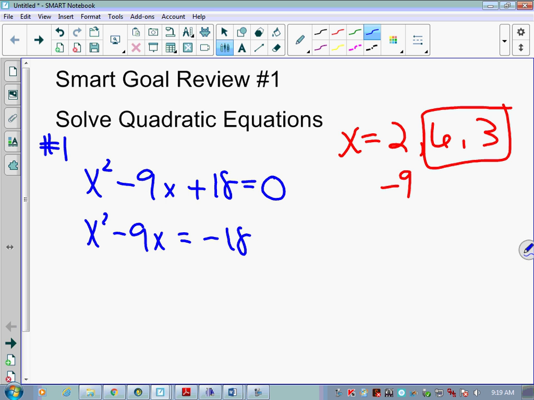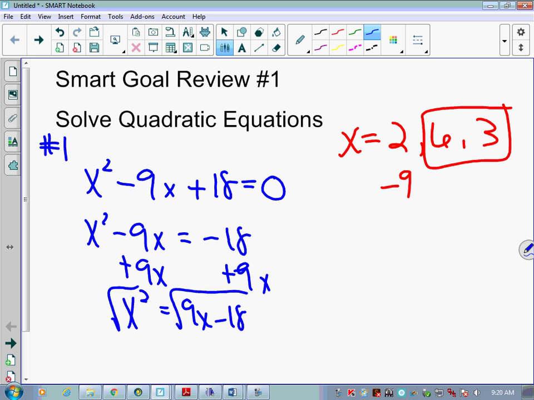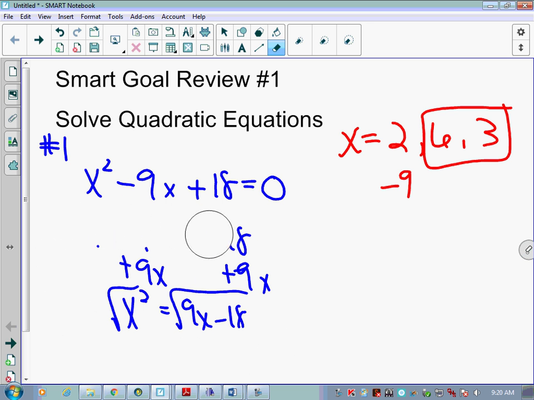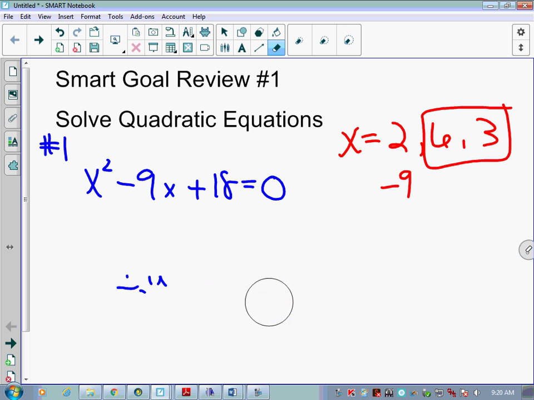Added 9x. Okay, that's at least doable. You can do that. So you got x squared equals 9x minus 18. Is that right? Okay, then what did you do after that? Tried the square root. So you square rooted this and square rooted that. Okay, so you got x equals... Okay, so you guys, those of you that got it wrong, made this question way more difficult than it needed to be.